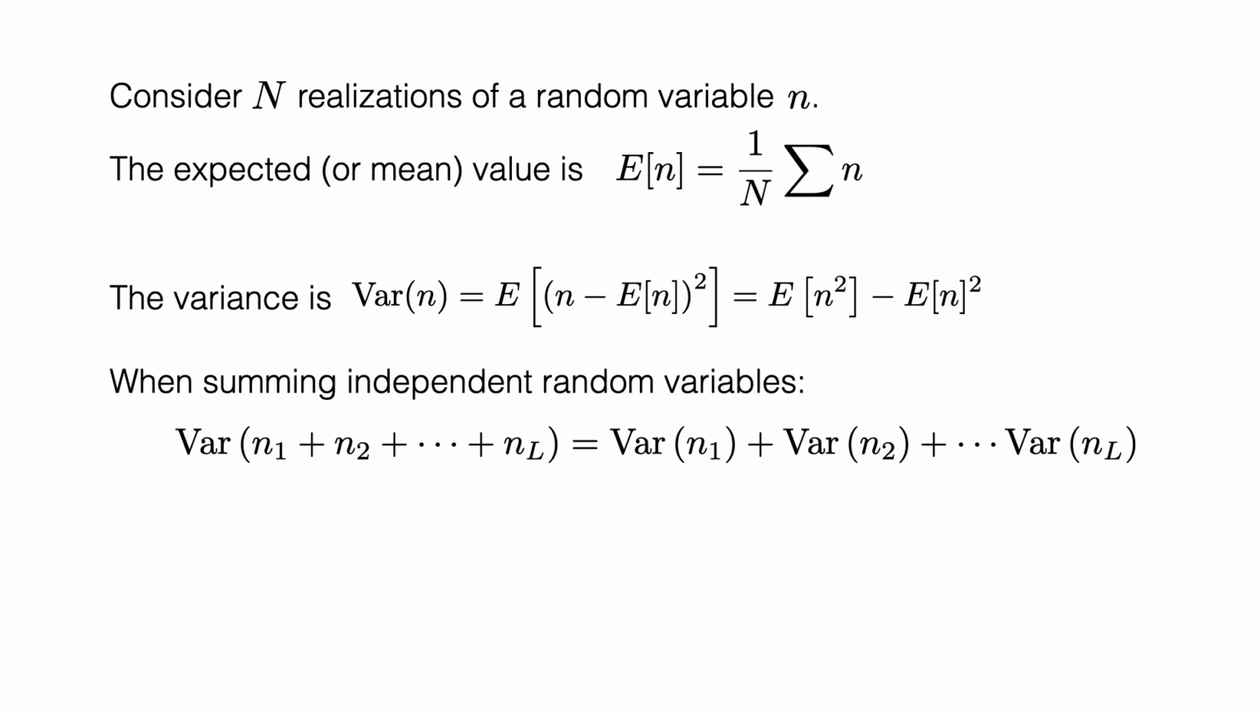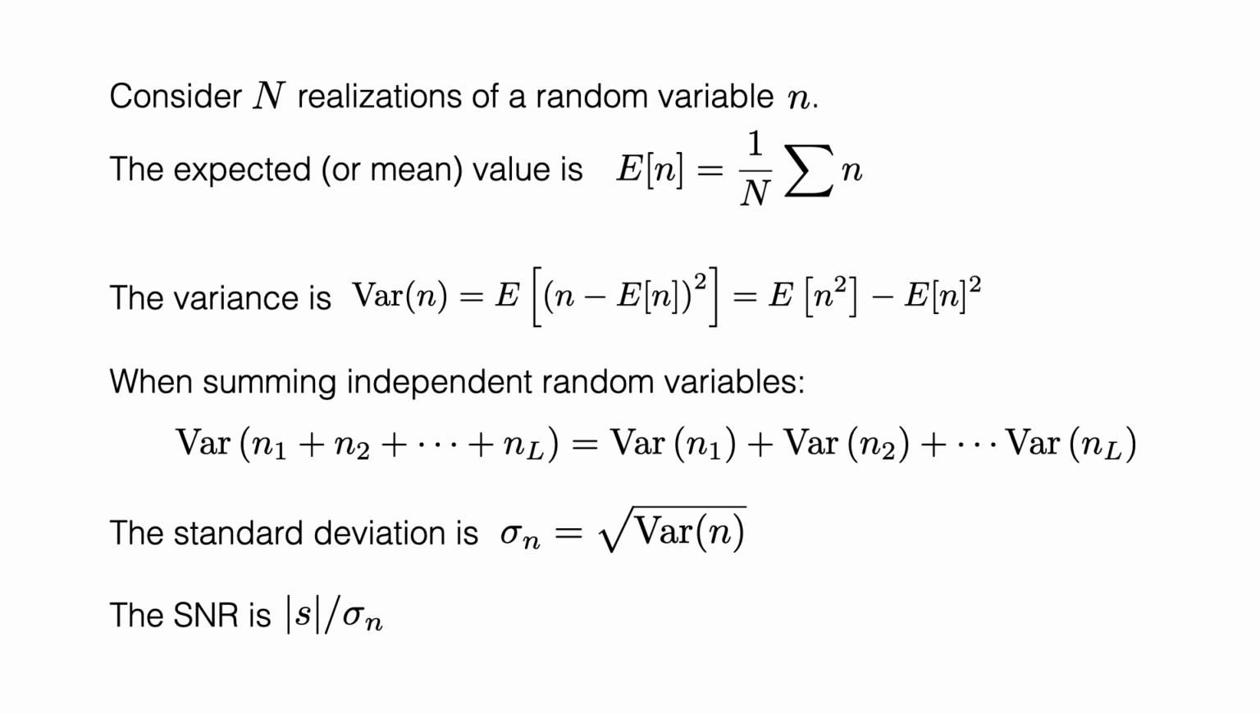When summing independent random variables, variances add. So if we're going to add n1, n2 up to nL and take the variance of the sum, that equals the variance of n1 plus the variance of n2 plus up to the variance of nL. The standard deviation of n is just the square root of the variance. And again, the signal-to-noise ratio is the magnitude of the signal divided by the standard deviation.